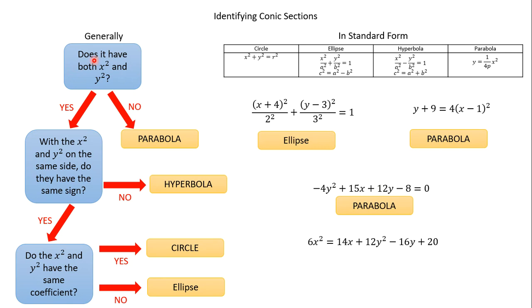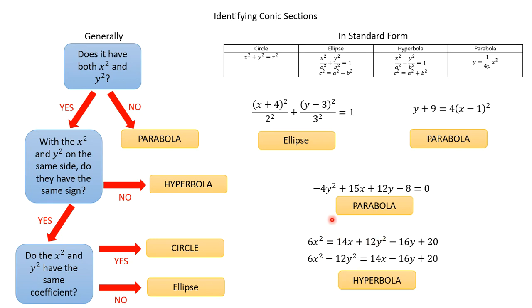How about this one? Let's see, do we have both x squared and y squared? Well, here's an x squared, here's a y squared, so yes. Then, with them on the same side of the equal sign, do they have the same sign? Well, right now they're both positive, but the equal sign's in between them. So let's move that y squared over. 6x squared minus 12y squared. Do they have the same sign? No. So that would be a hyperbola.